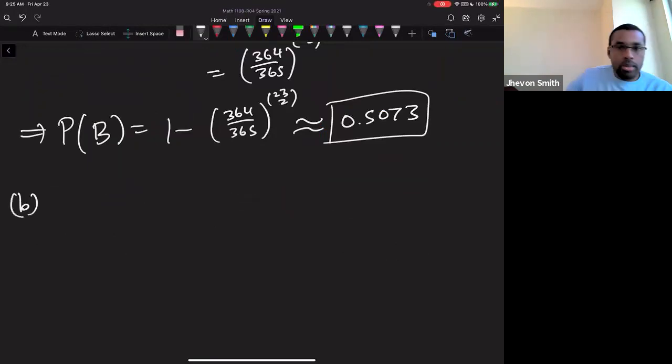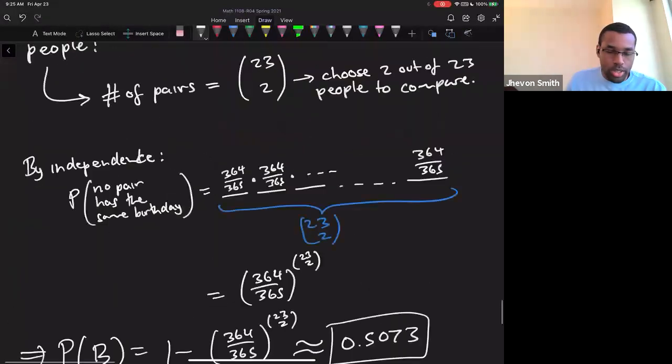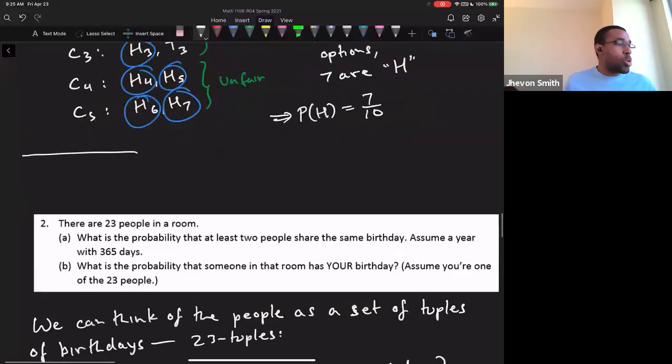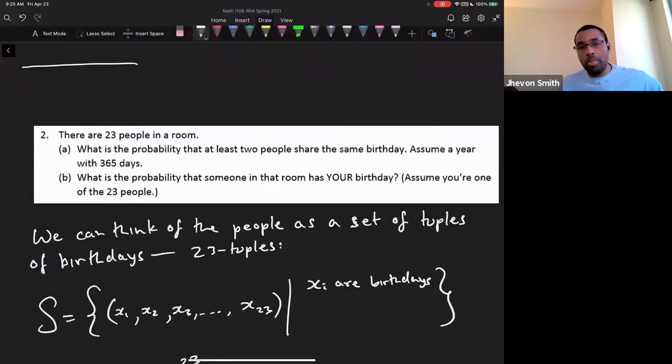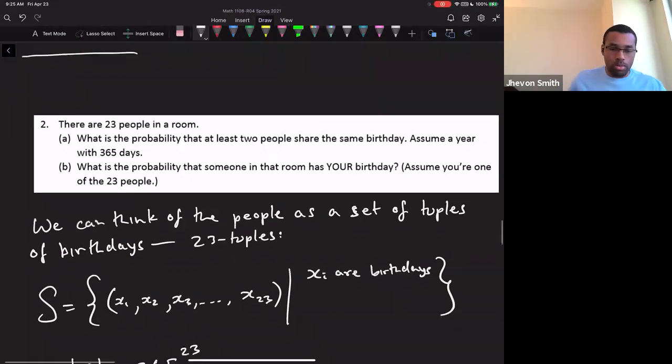In part B, it's very similar to the solutions in part A. It's just that your birthday is now, you are one of the people, which means that one birthday is now off the table. You just want to check everyone against your birthday, right? So if you're in the group of 23, what is the probability that one of these other 22 people share your same birthday? It's exactly the same reasoning, except instead of 23, you would use 22. And of course, instead of 365, you'd use 364 because you have removed yourself and your birthday from the group, and now you're judging the other 22 people.